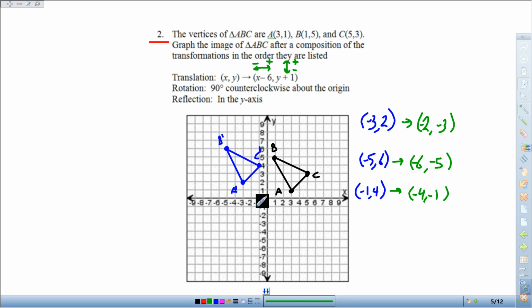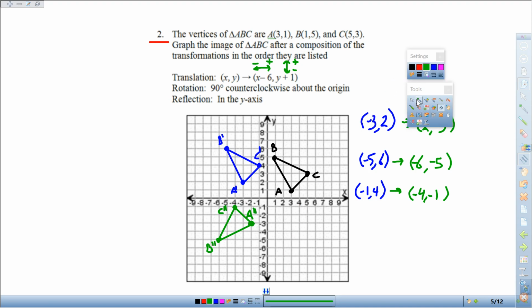Okay, so let's plot these points. Negative 3, 2, negative 3. Okay, there's my new, and I probably should have remembered this was A. So this is going to be A double prime. This was B prime, so negative 6, negative 5 is going to be B double prime. And this was C prime, so negative 4, negative 1 is going to be C double prime. Okay, and again, not changing shape, just rotated.